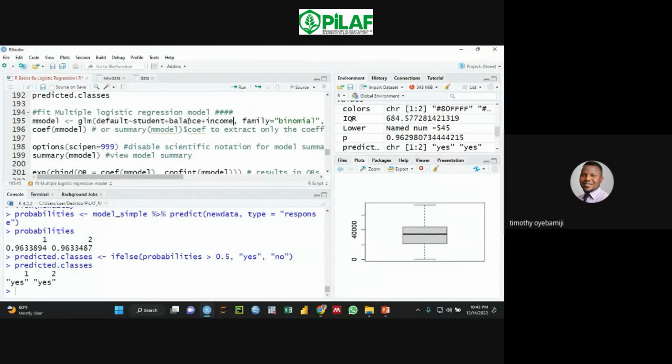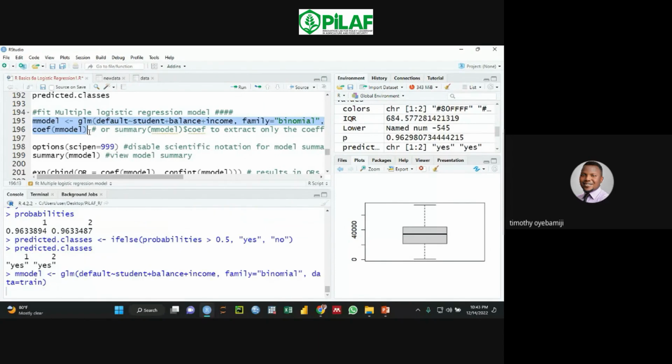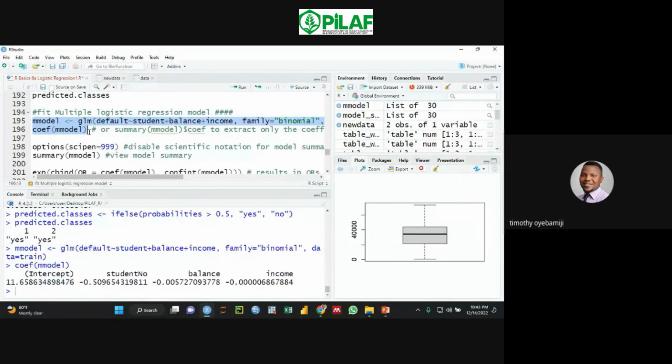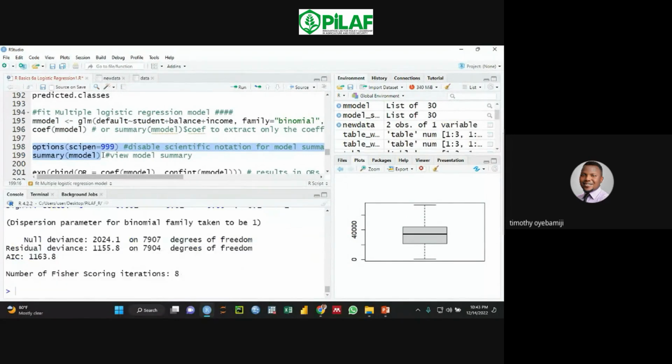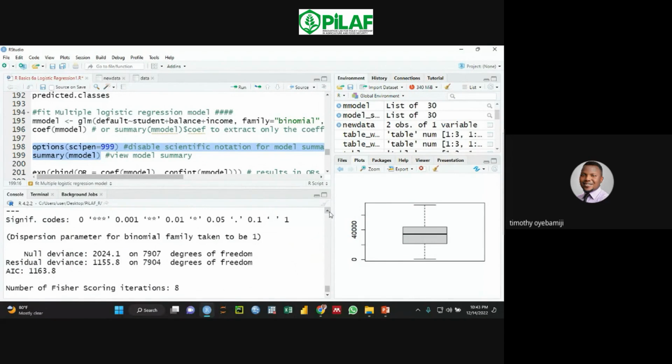So that's the only difference between the simple and the multiple. For the simple, we had only income on the right-hand side of the tilde, while for the multiple, we have all the other independent variables. All right, so let's run this and check the coefficients of the model. Don't forget again that you can use summary to check everything else that the model has. So without wasting further time, we do that. The scipen function again would prevent it from bringing out the model in scientific format, to spell all the values out.